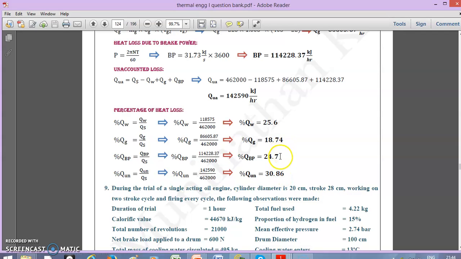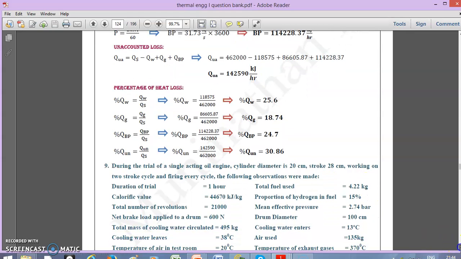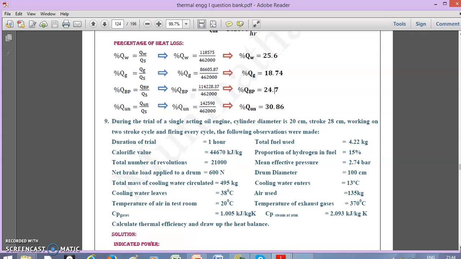Always we have to do some practice to increase the heat percentage due to BP. Whenever this is larger, then the overall brake thermal efficiency is larger. Now you can take this question and do it as an assignment.